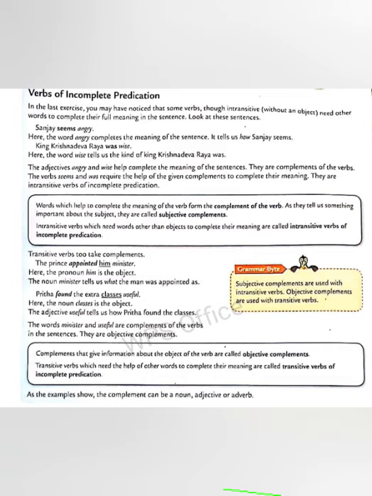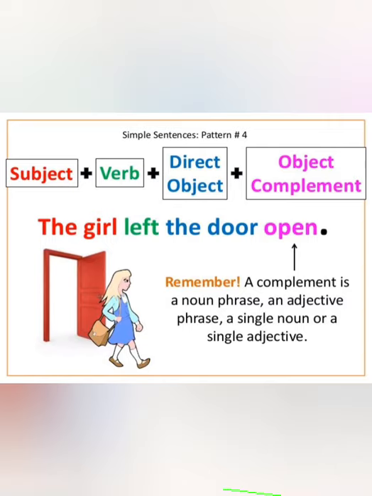So the intransitive verbs which need words other than objects to complete their meaning are called intransitive verbs of incomplete predication. Now, let's talk about subjective complements and objective complements. Words which help to complete the meaning of the verb form the complement of the verb, and as they tell us something important about the subject, they are called subjective complements. Then complements that give information about the object of the verb are called objective complements.